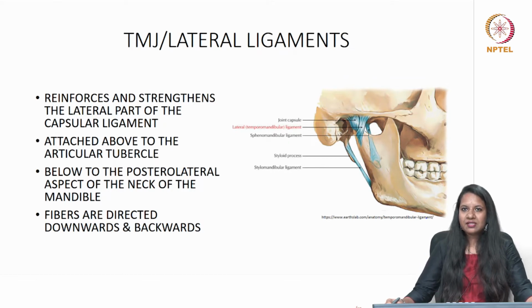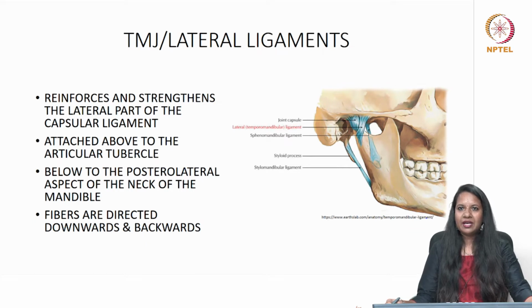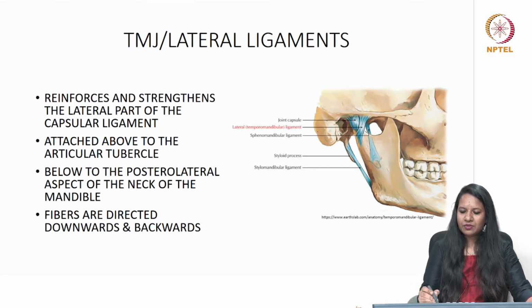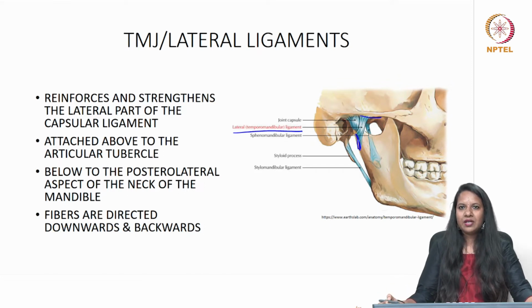It reinforces and strengthens the lateral part of the capsular ligament. It is also attached above to the articular tubercle and below to the posterolateral aspect of the neck of the mandible. So, this is the lateral ligament, above to the articular tubercle and below to the lateral aspect of the neck of the mandible. So, the fibers are directed downwards and backwards.